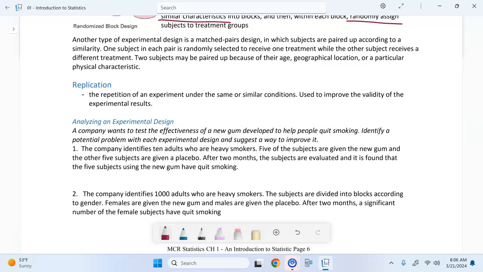Now, if I make that group larger, and I perform that study on 40 people, and then another 40 people, and another 40 people, those differences from sample to sample are going to get smaller the larger my samples get, because we've got more randomness and more variability within the data. And so being able to repeat an experiment under same or similar conditions can improve the validity of the result.